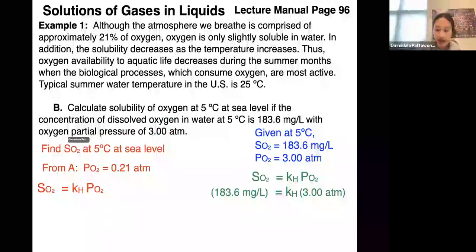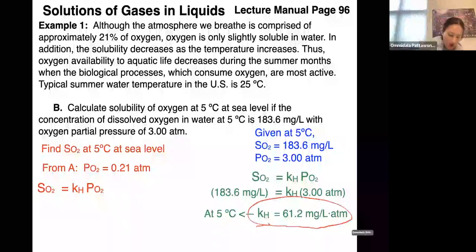Okay, so in this case, if you solve for KH, your KH is going to come out to be 61.2 milligrams per liter. Remember, it stays as milligrams per liter. I'm just going to use milligrams per liter because it describes amount per volume, so I'm not going to change it. Now, because we know the KH value at 5 degrees Celsius, we should be able to plug in this KH value to solve for the solubility of oxygen now.